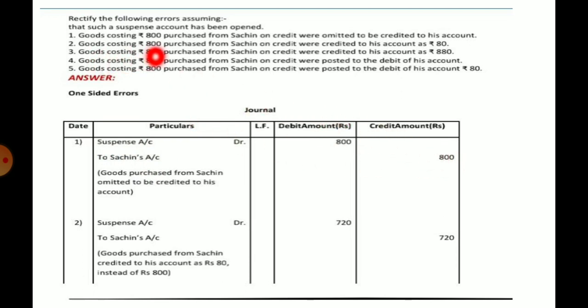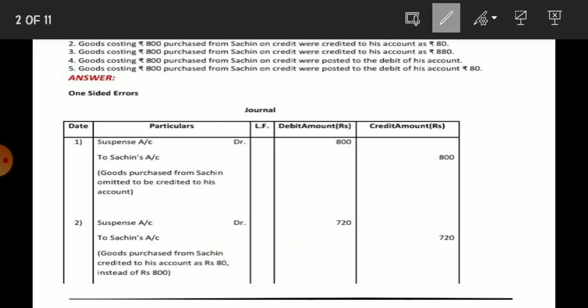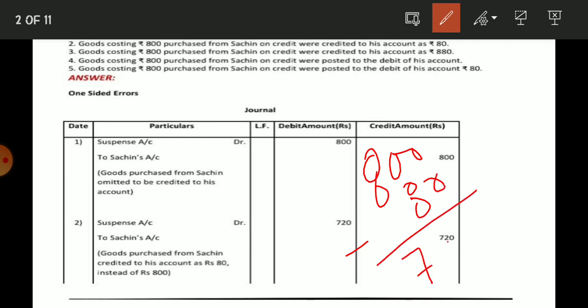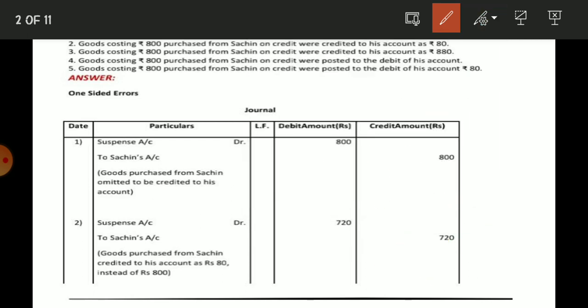Goods costing 800 purchased from Sachin on credit were credited to his account as 80. This is the error in which we had credited Sachin but with a lesser amount. So the suspense account will be debited, and 720 credited to Sachin's account. In the previous video I told you how to find this deficit. Simply from 800 you have to subtract 80 rupees, that is already entered. So the remaining balance will be entered in the books of account.